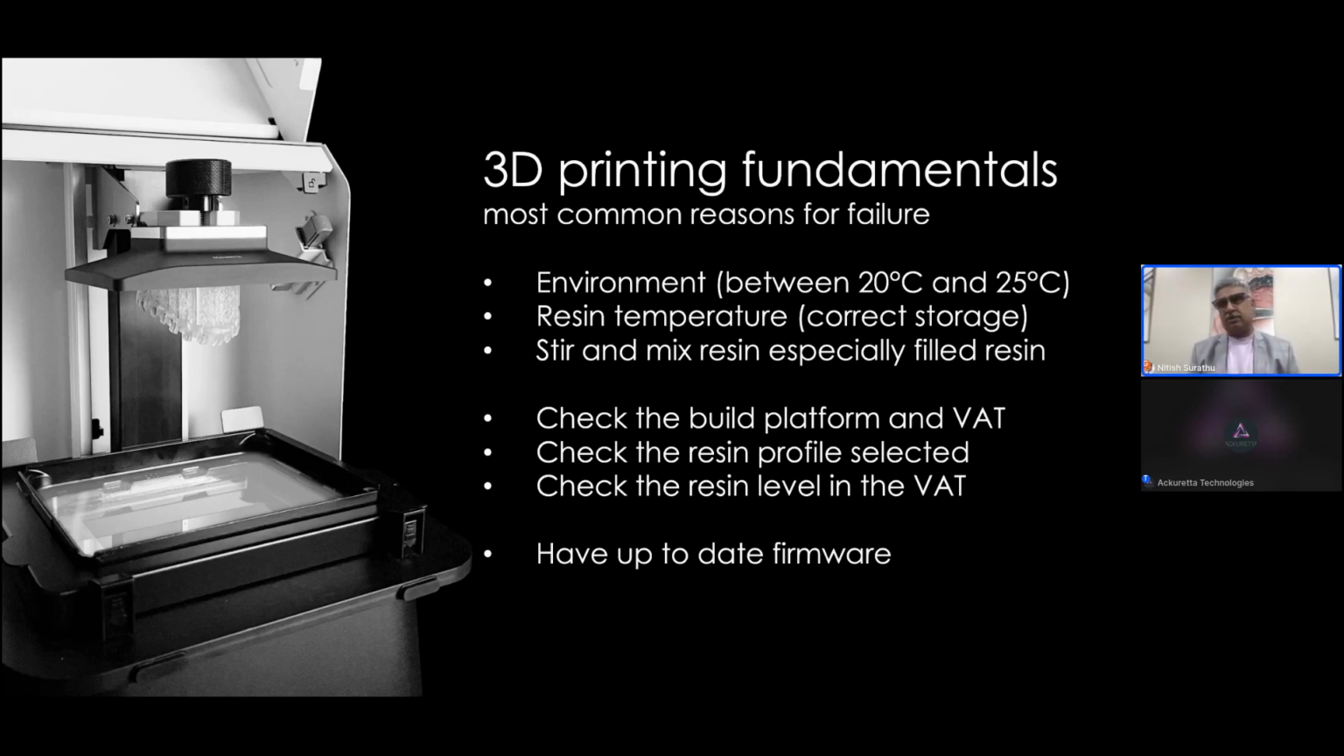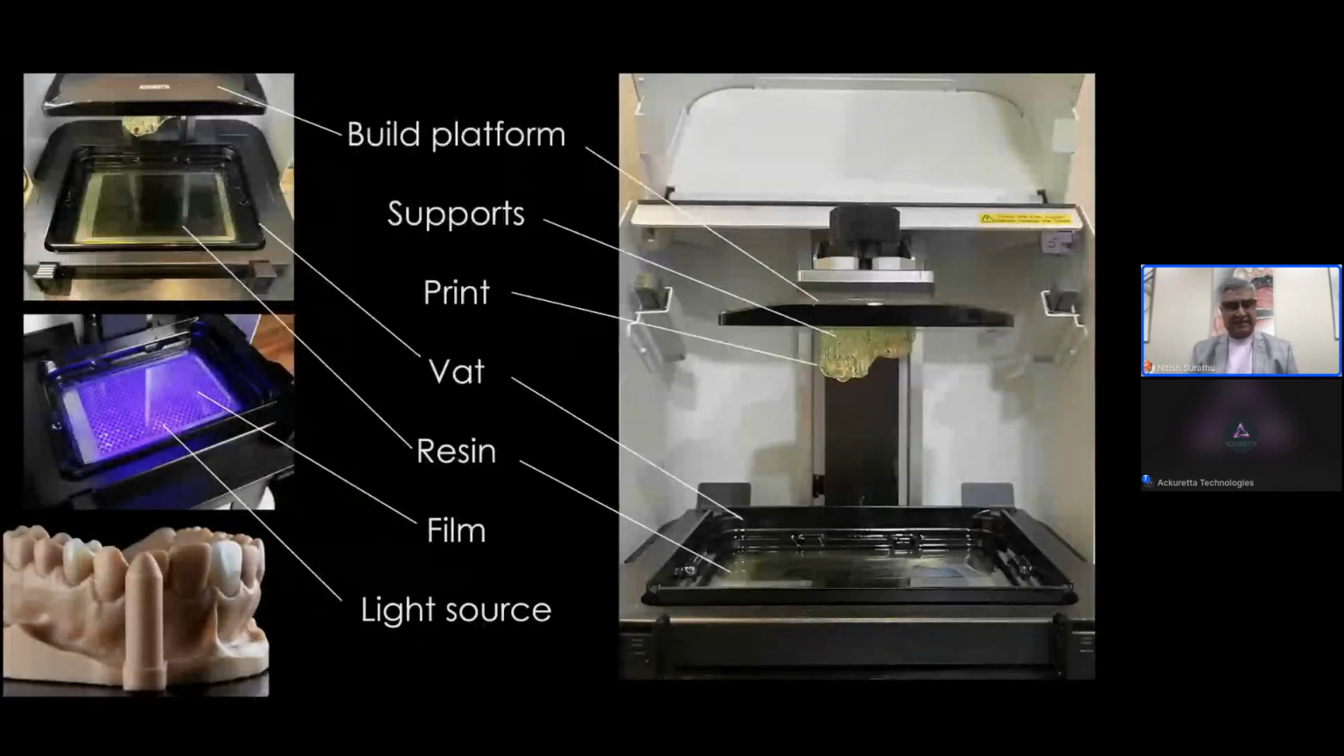So in terms of the Curie, or in terms of the Sol itself, there could be firmware updates, and you want to be up to date with those firmware versions as well. So once you've got these basic things in order, you're usually good to go with printing.